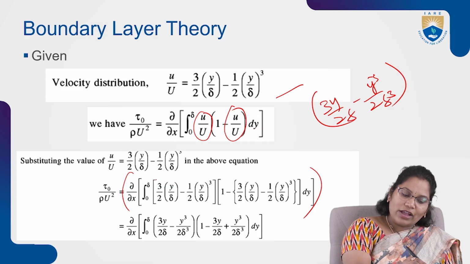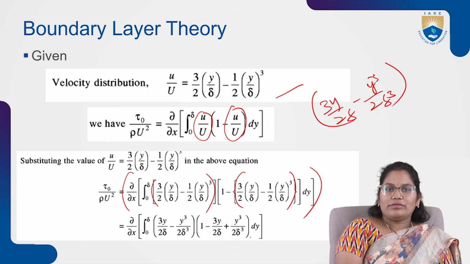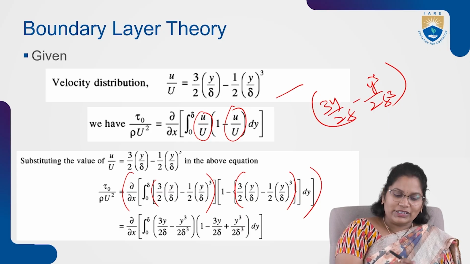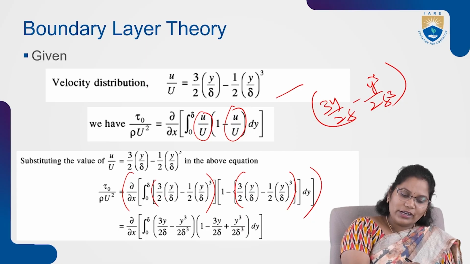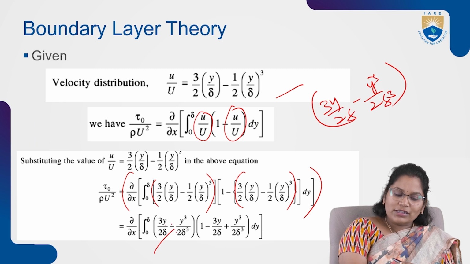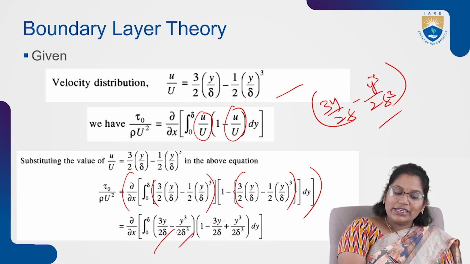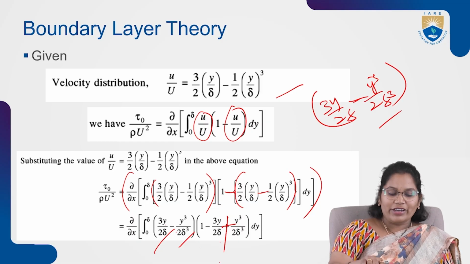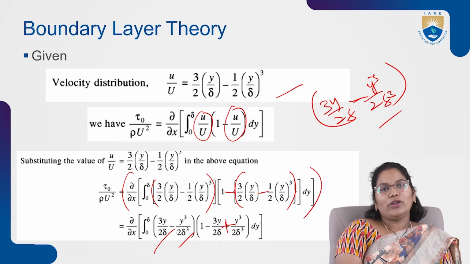So here I have substituted, and here also in place of this, the u by capital U value is placed. For this, we are taking everything outside the bracket. We write 3y by 2 delta minus y cube by 2 delta cube as it is, and then 1 minus 3y by 2 delta, and here it becomes plus, because minus into minus is plus. That's why here we have written plus y cube by 2 delta cube.